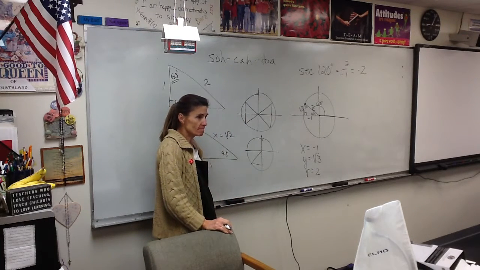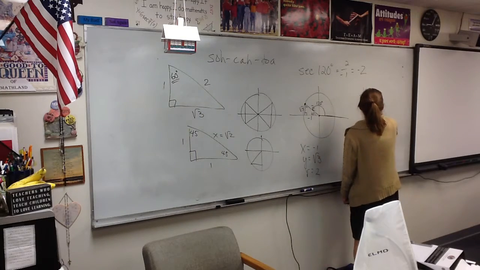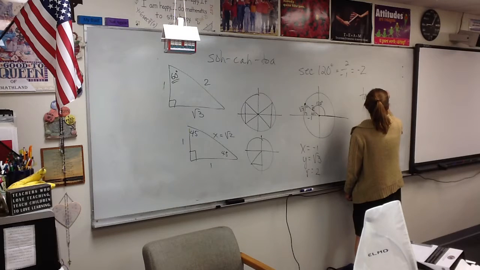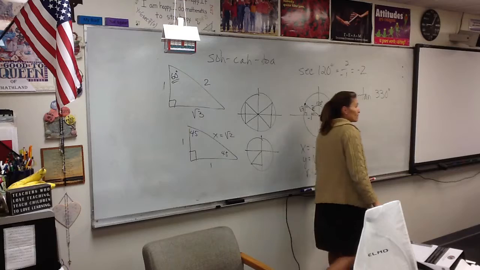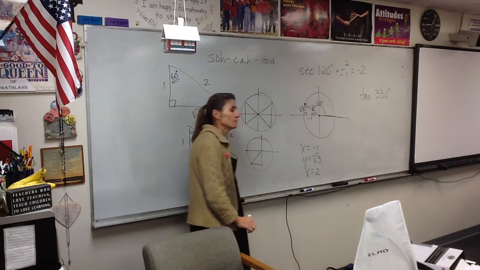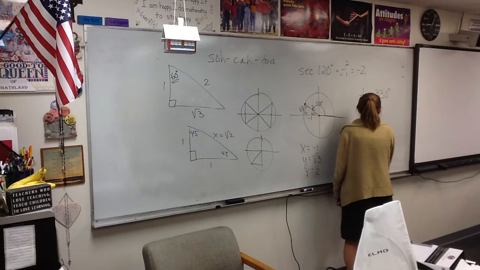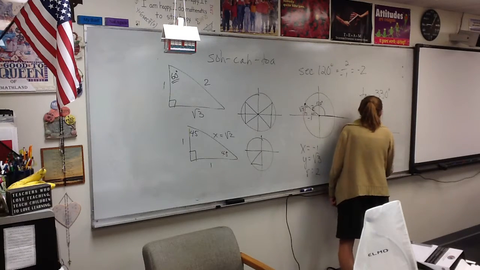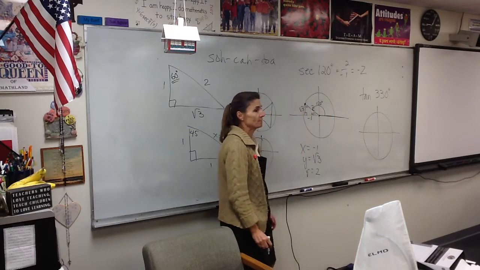Isn't that easy? Let's do another one. Let's find the tangent of, how about 330 degrees? The tangent of 330. Okay, so here we go. Set up our circle. Now where will 330 be?